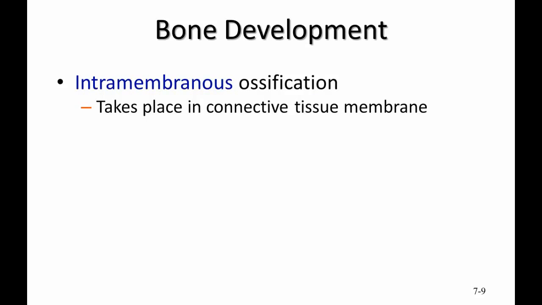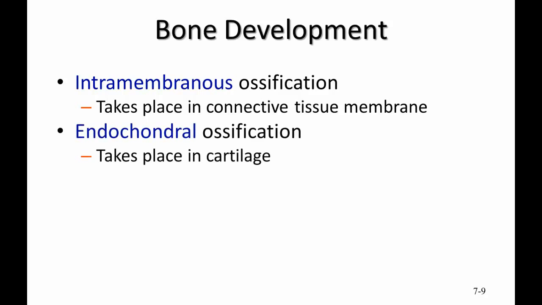Okay, bone development. We have intramembranous ossification, which takes place in connective tissue membrane. Again, to me, that kind of reminds me of doing papier-mâché. Maybe you blew up a balloon and that was your form, and then you took the papier-mâché and laid it out on top of that form. And then after it dried, you might pop the balloon and pull it out. It's kind of the way intramembranous ossification is, where we have a connective tissue model, and the bone eventually replaces that connective tissue model.